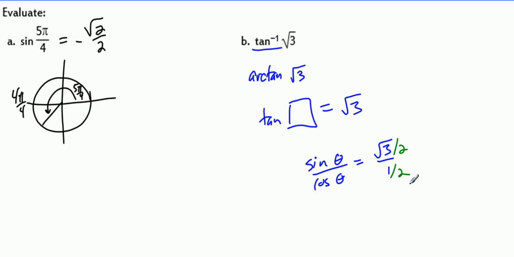So what sine is going to give you root 3 over 2, and what cosine is going to give you 1 half? Well, that's pi over 3. Okay, so we could fill in pi over 3. The answer here is pi over 3.